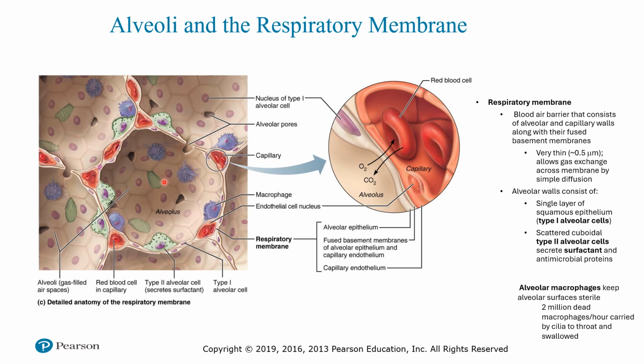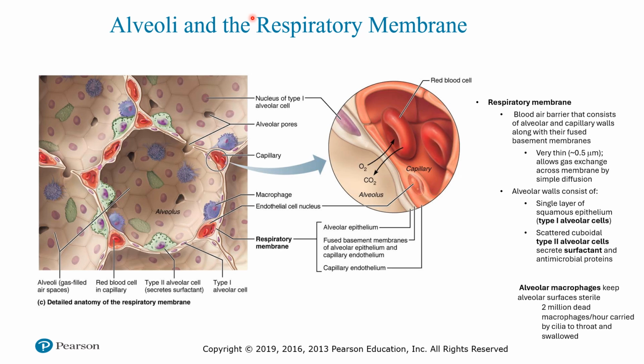Then we have these macrophages. These blue cells are macrophages. If anything reaches the alveolus which needs to be removed, they swallow it and take care of it. And then these macrophages themselves are removed. They are taken to the throat, and then they're swallowed through the pharynx to the stomach. So these are the cells of the alveolus, and these red things are the capillaries. You see, there is a capillary network all over.